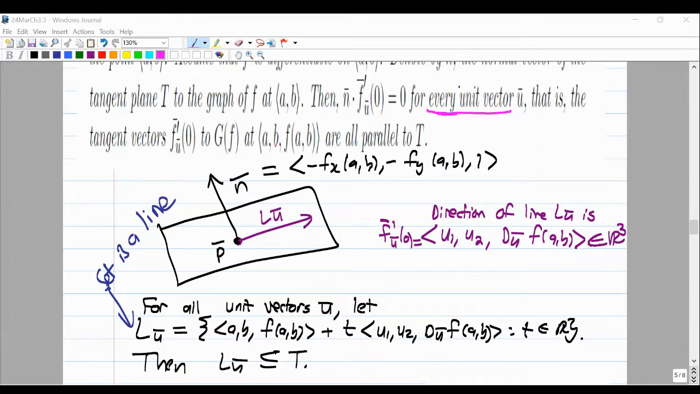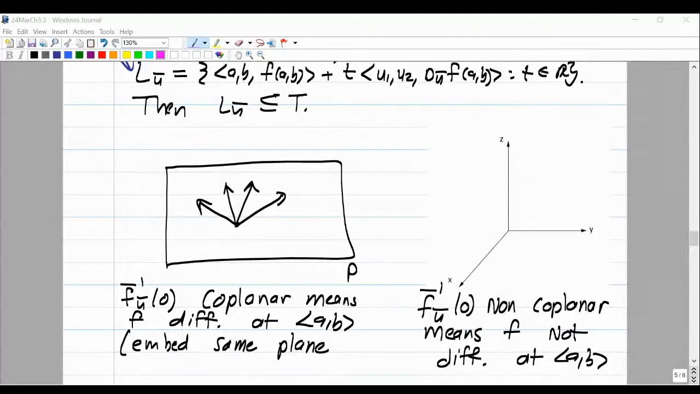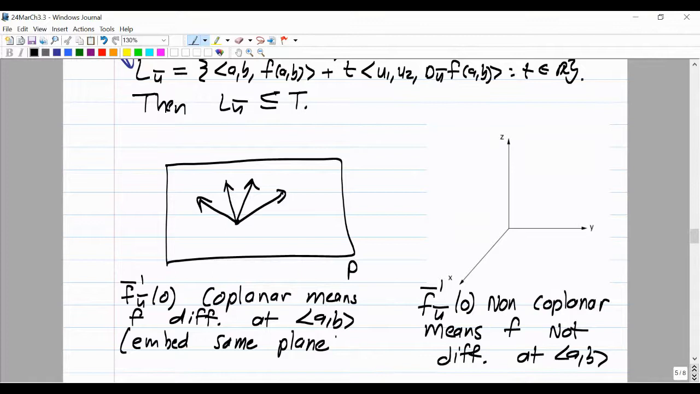All right. Now, one way you can interpret this is the following. If you pick a unit vector u and you plot all of these arrows, then if all of those arrows are coplanar, so you can embed them in the same plane, then it means that f is differentiable at the point (a, b).